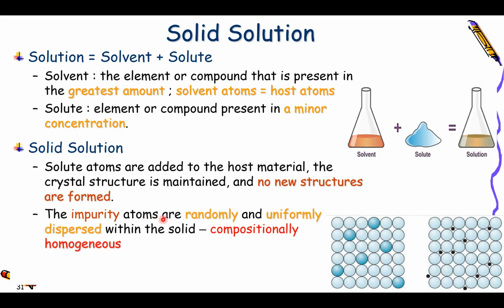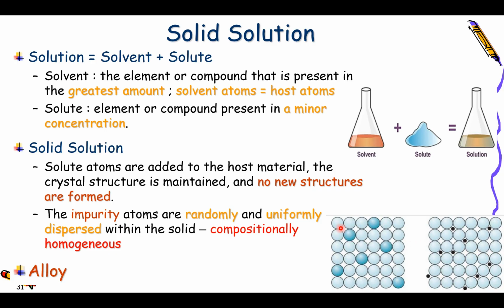The impurity atoms are randomly and uniformly dispersed within the solid. Okay, so that's what we call compositionally homogeneous. Compositionally homogeneous means the concentration in this part is the same as this part, and the same as this part. So these foreign atoms distribute randomly in this area.